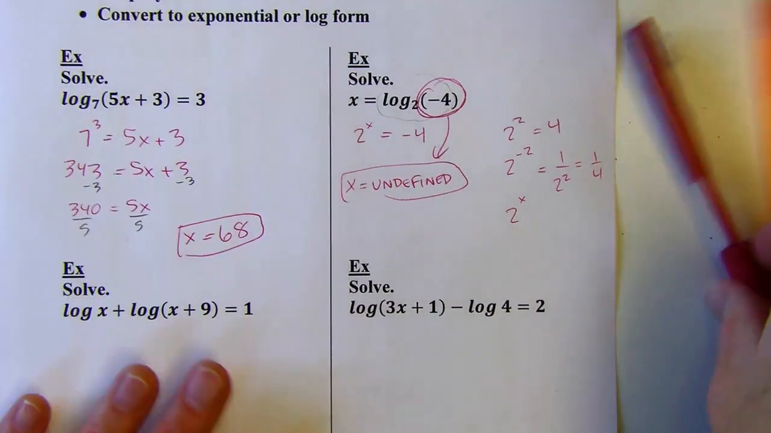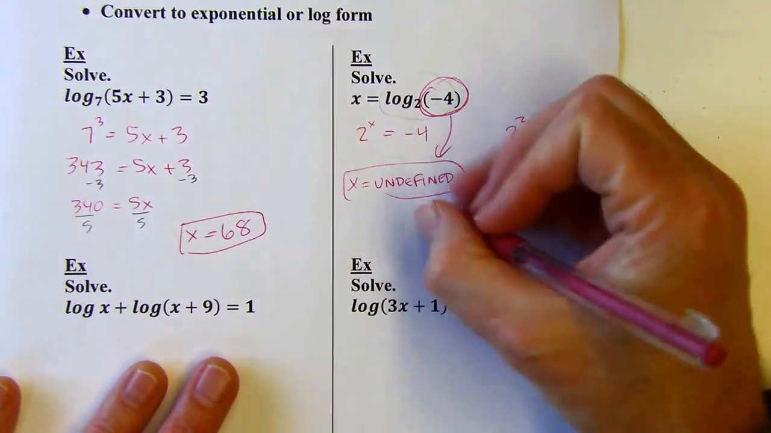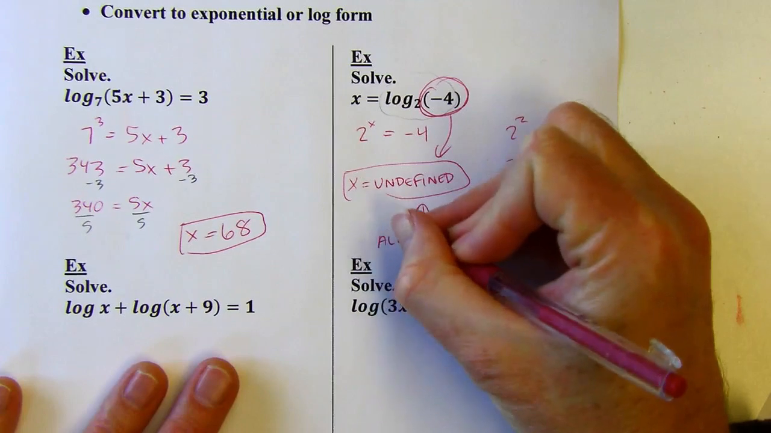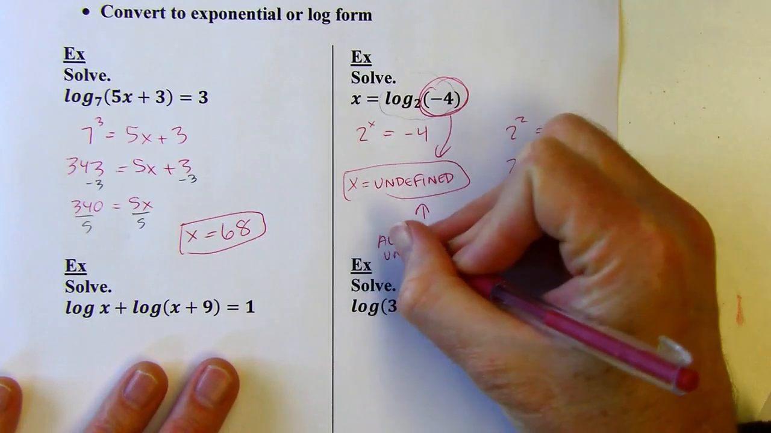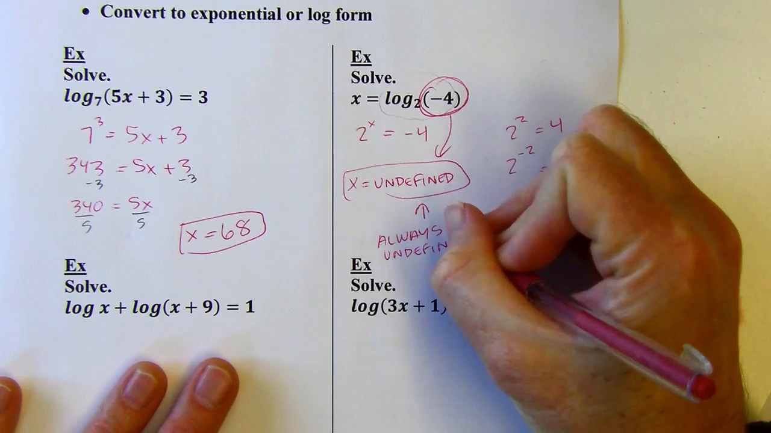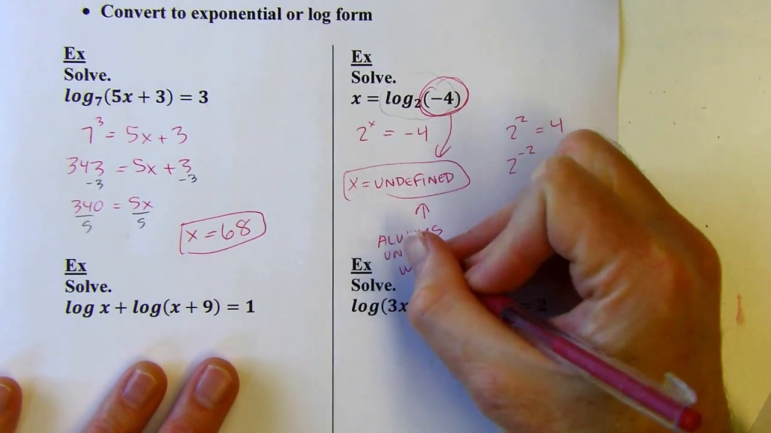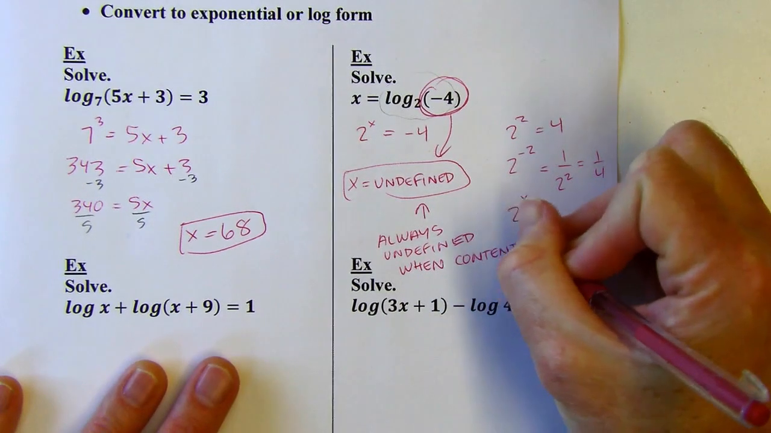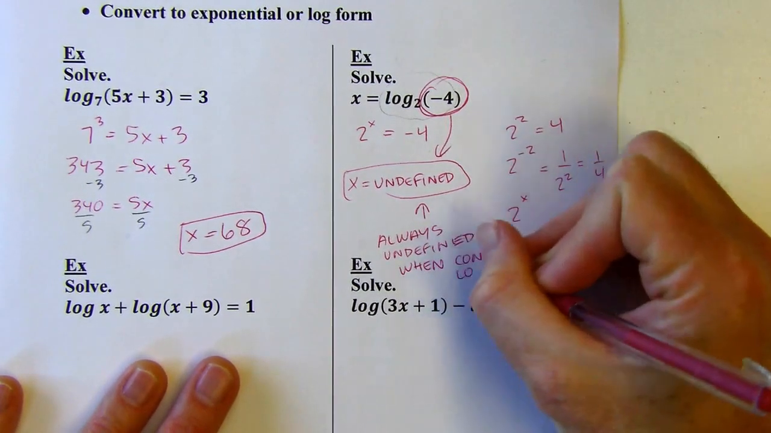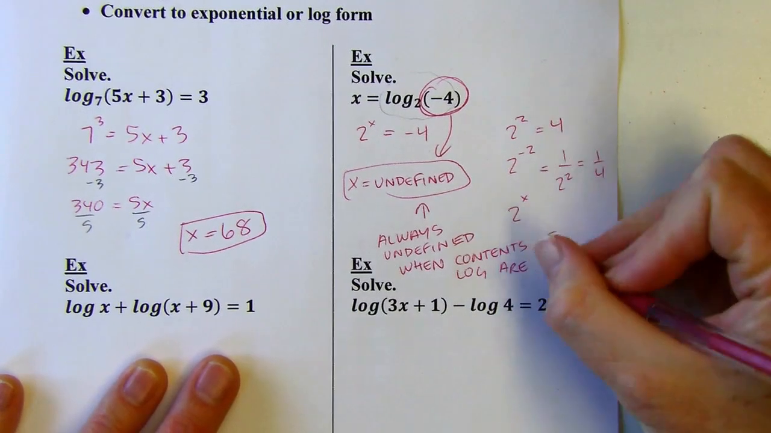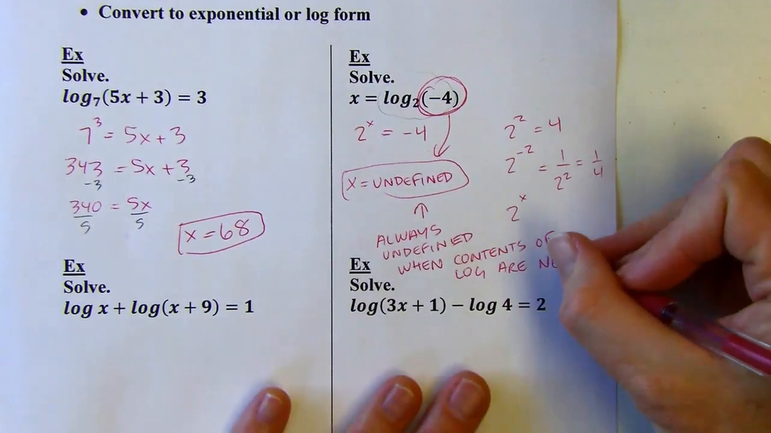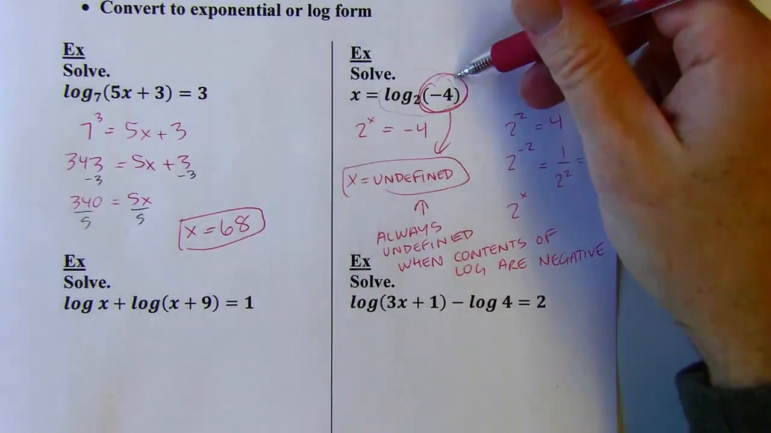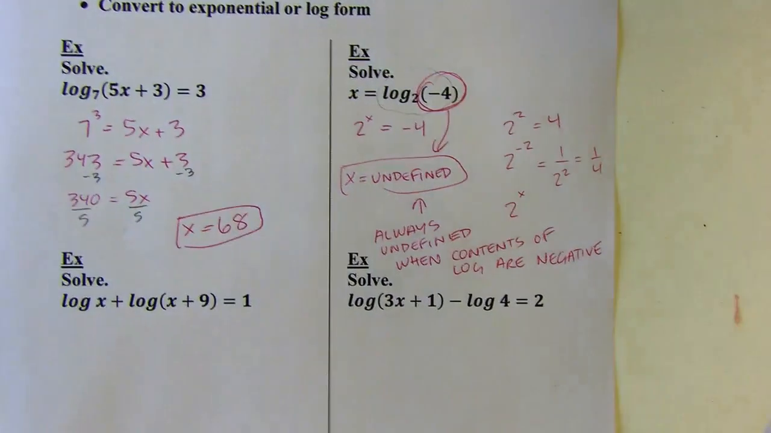So actually, before we move on, it's always going to be undefined when the contents of a log are negative. Okay. All right, so anytime you see the contents of a log negative, you know that's going to be undefined. All right, so moving on.